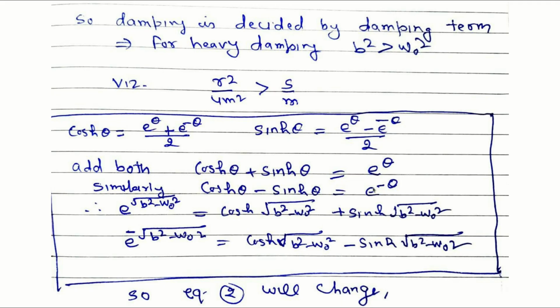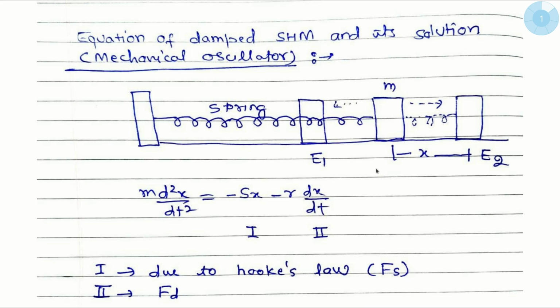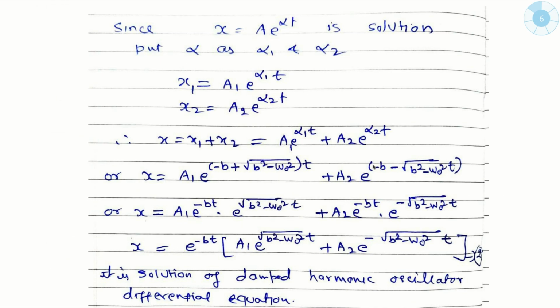So we have got the e raised to theta value and the e raised to minus theta value, and this e raised to theta value we will take in the expression of displacement. So we can see here it is the expression for displacement. So here is e raised to theta. What is theta here? It is under root of b square minus omega naught square. So it is e raised to theta and it is e raised to minus theta. So we will apply the formula of e raised to theta here and e raised to minus theta here.